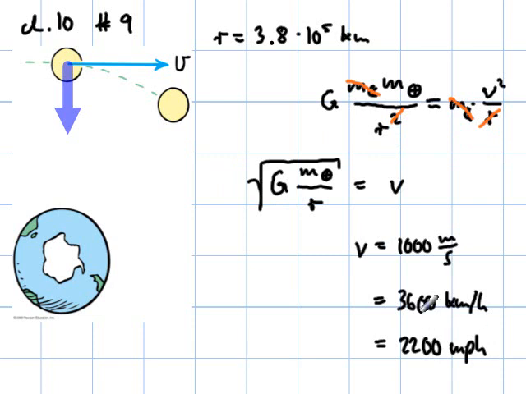And with the correct conversion units, you can see that this comes out to 3,600 kilometers per hour, divided by 1.6, 2,200 miles per hour.